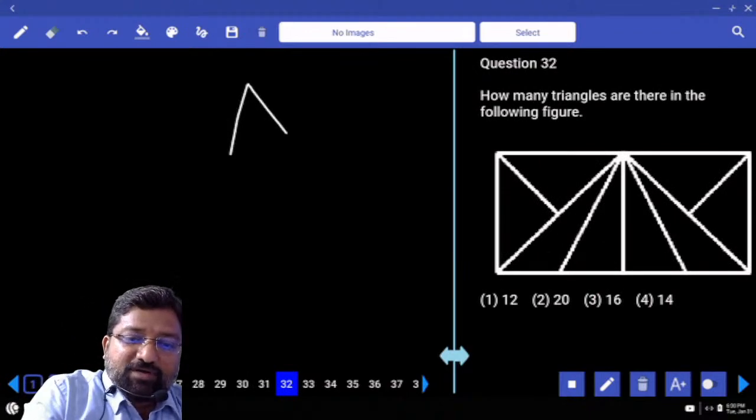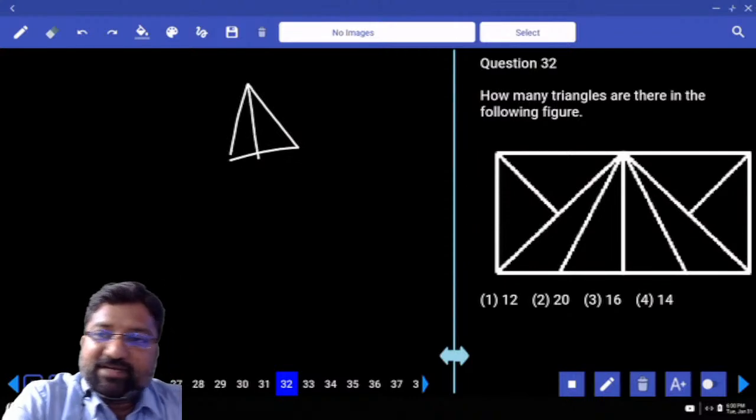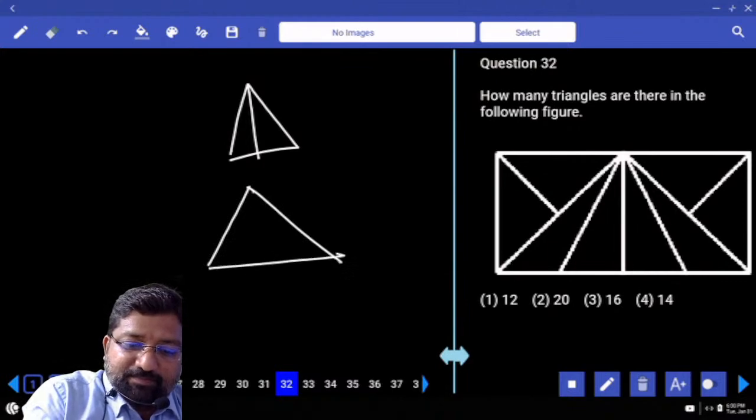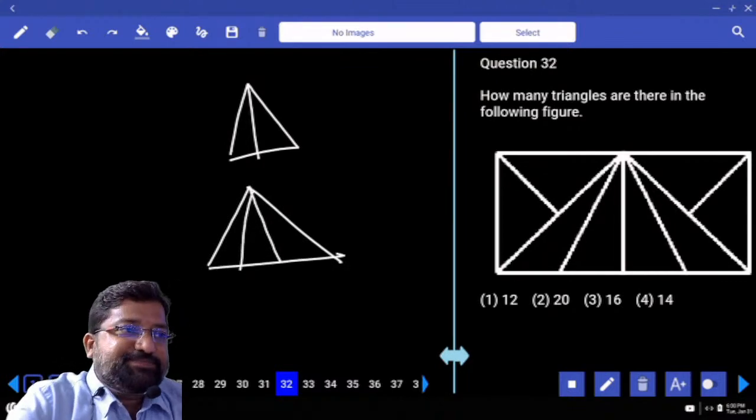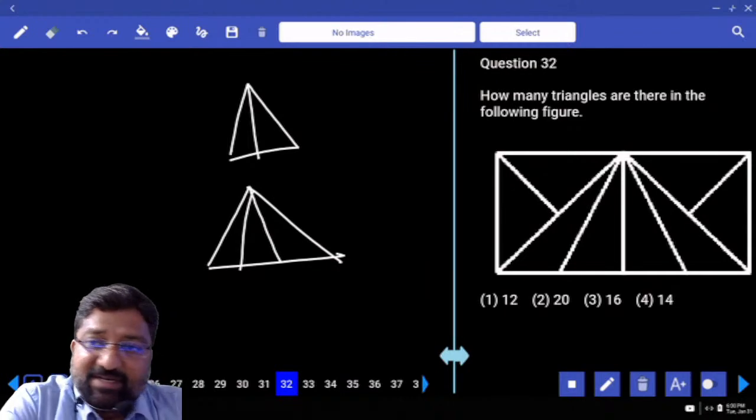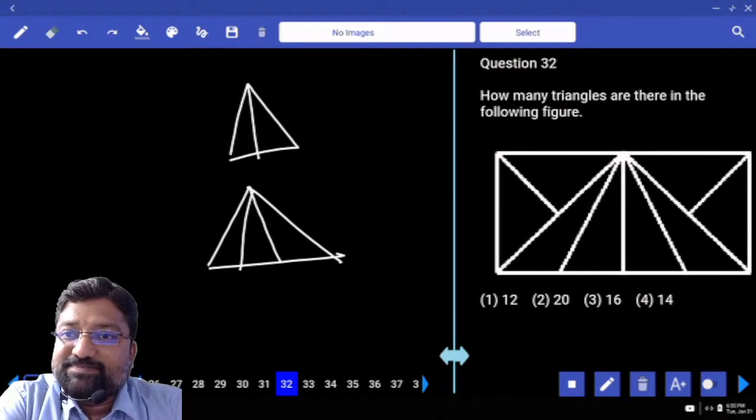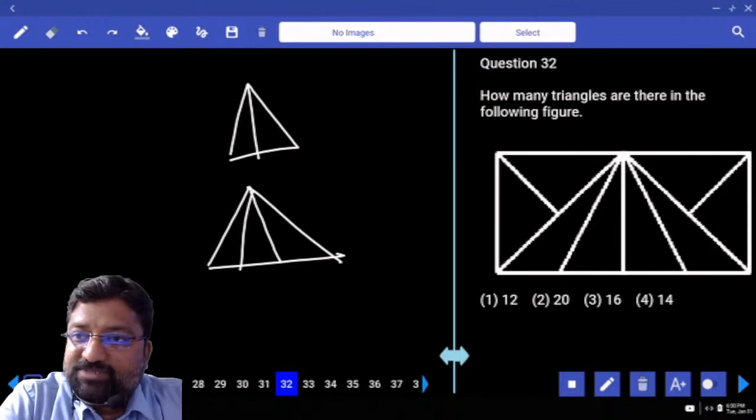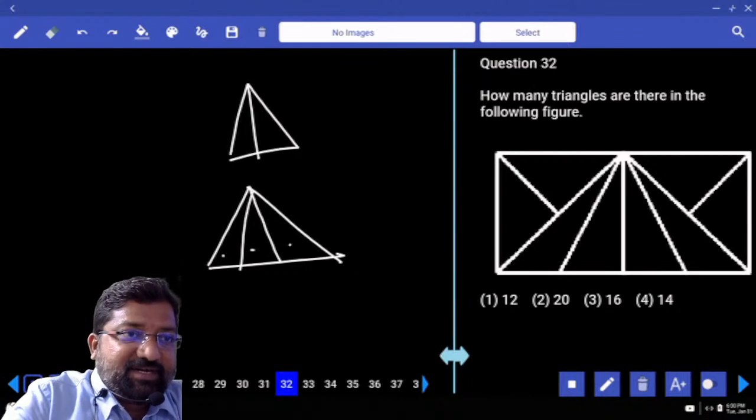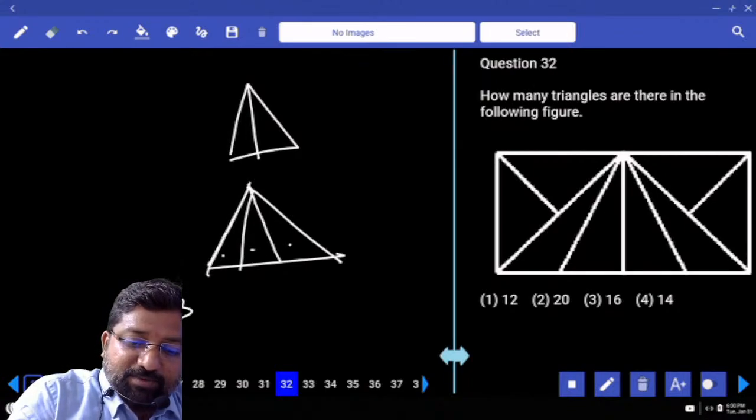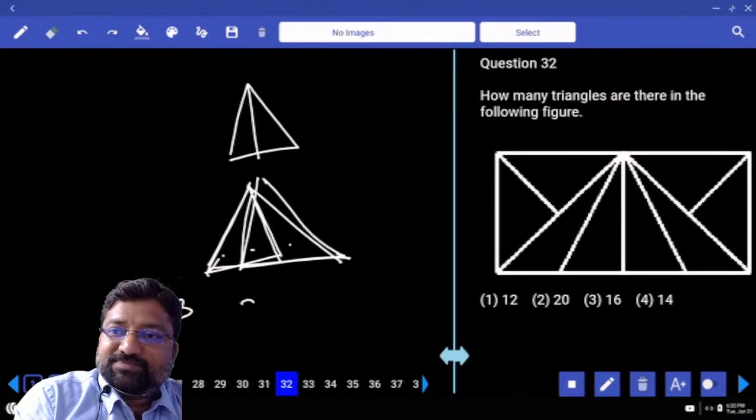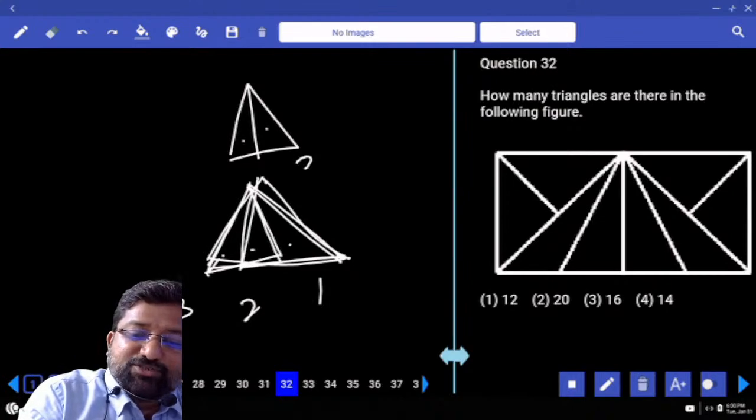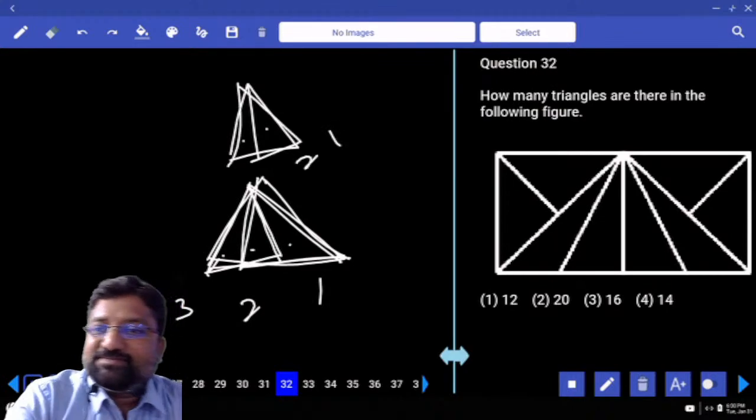32. How many triangles? See, this we have already learned. If you have a line like this, how many triangles here? 3. Remember it. If you have something like this, how many do you have here? That is 3 plus 2 plus 1. 1, 2, 3, 3 single triangles. 2 means this and this. All the 3, 1. 3, 2, 1. The same story happens here: this and this, 2, and 1 big one.